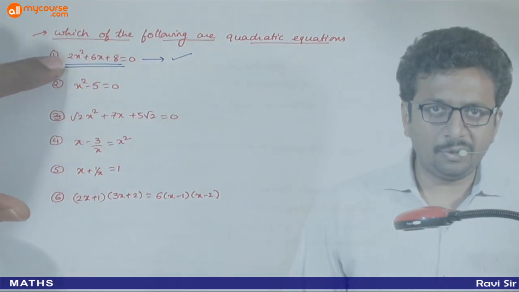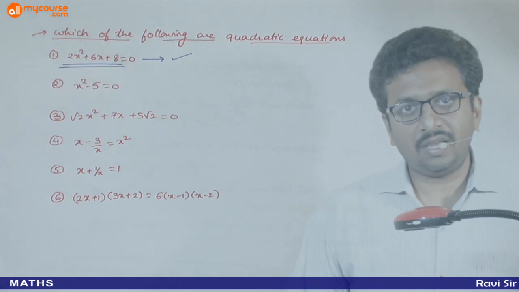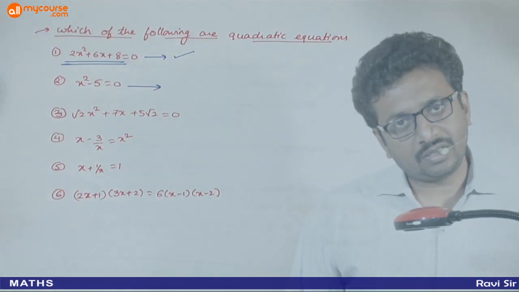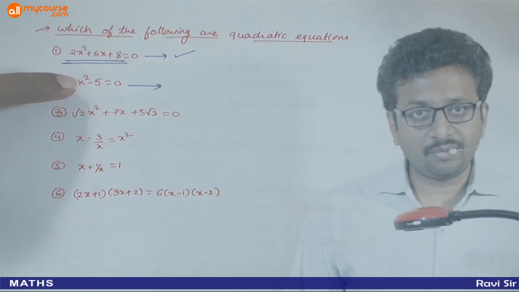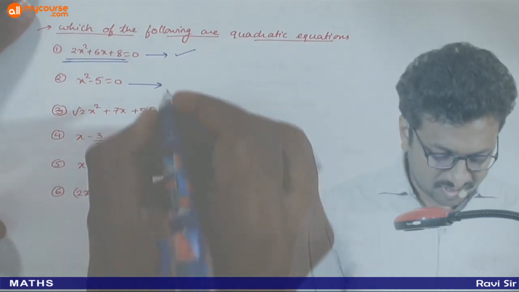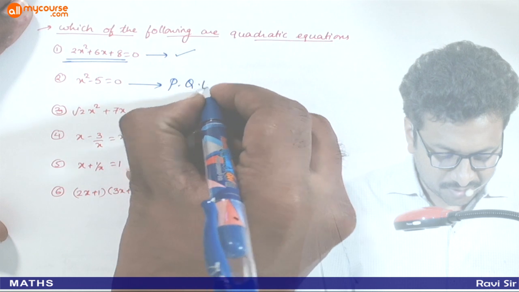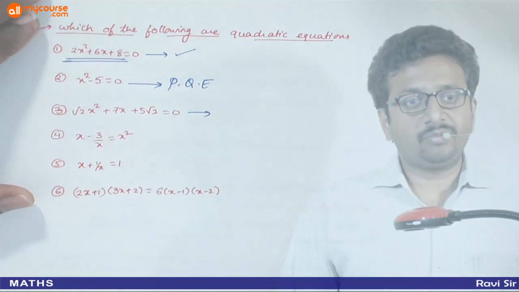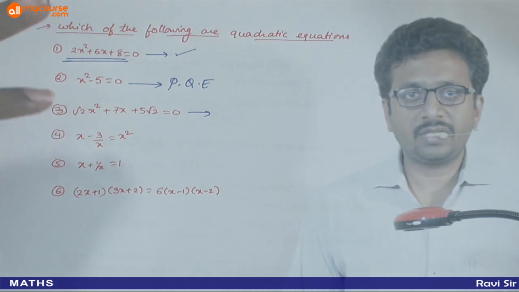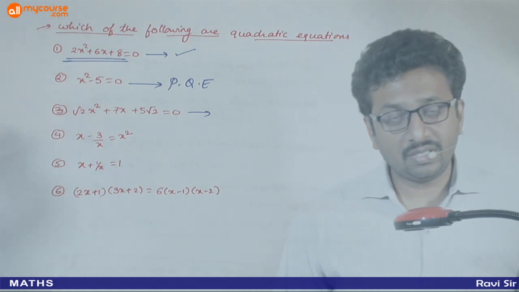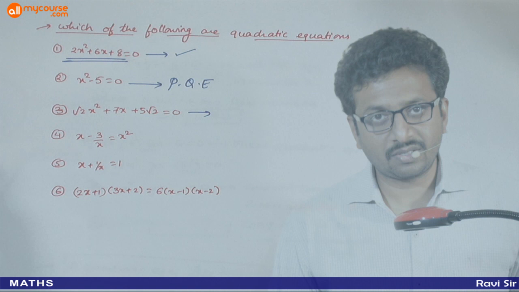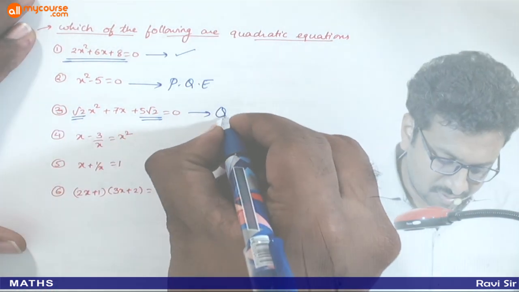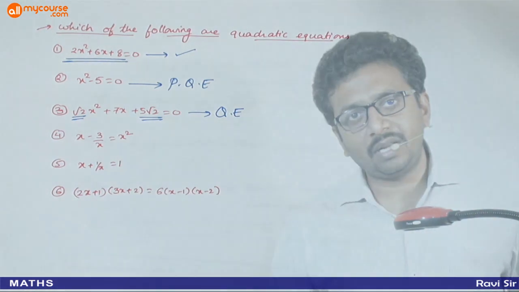Okay? 2x square plus 6x plus 8. Is this a quadratic equation? Yes. Coefficient of x is 0. So this is a pure quadratic equation. Clear? But a quadratic equation. Root 2 x square plus 7x plus 5 root 2 is equal to 0. Is this a quadratic equation? Yes. The coefficients can be irrational also. कोई problem नहीं है. This is also a quadratic equation.